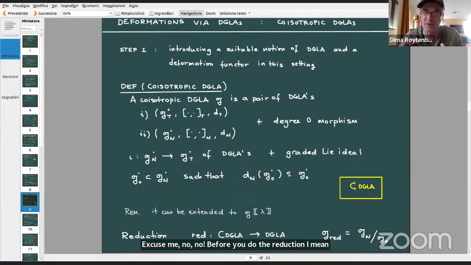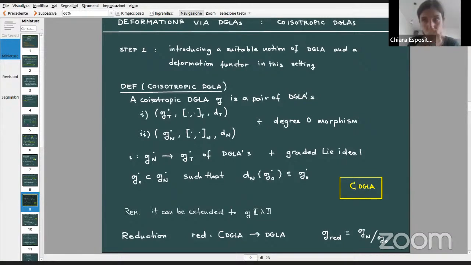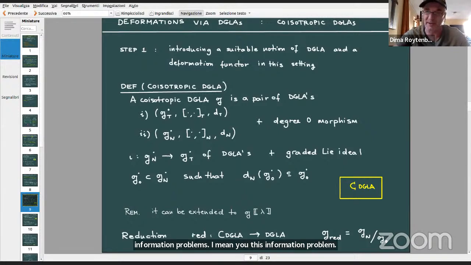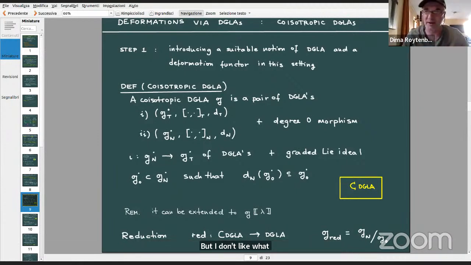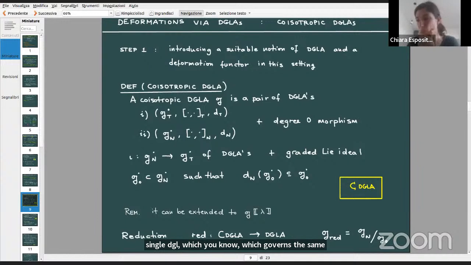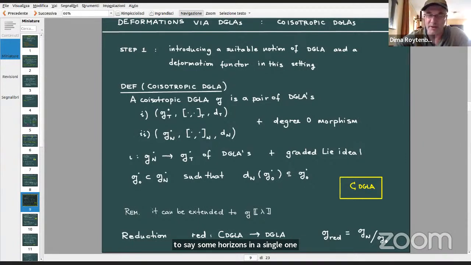No. Before you do the reduction, I think what I'm trying to say is that, according to the general philosophy of deformation theory, there should be a DGLA governing any deformation problem. You described a deformation problem, and now you describe something that's not just a DGLA, but, yeah, it has more. So it's more complicated. Can you take all that and convert it into a single DGLA, which governs the same deformation problem? I don't know, to be honest. I would say no. But I don't know if we can summarize it in a single one. Okay, thank you. You're welcome.